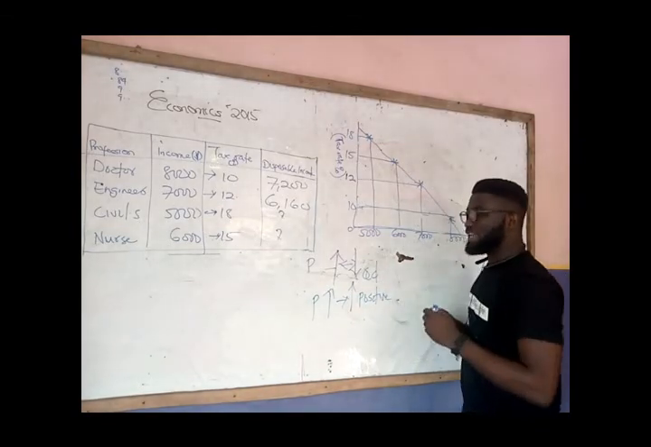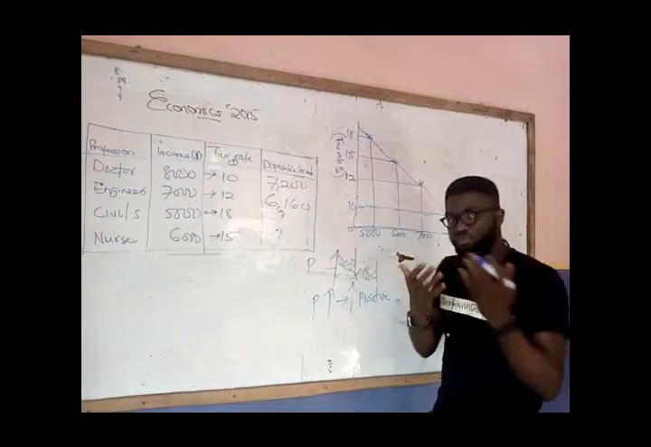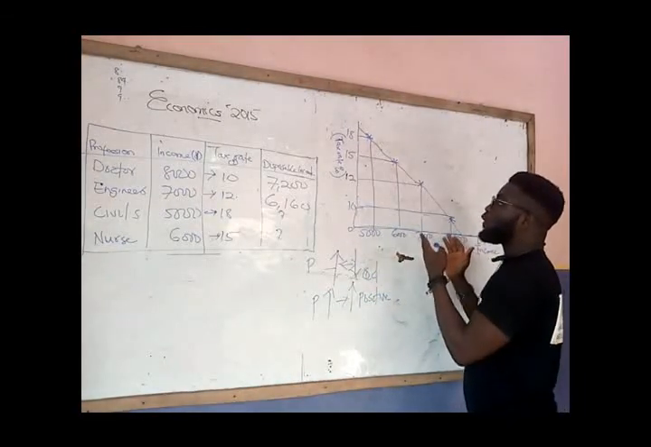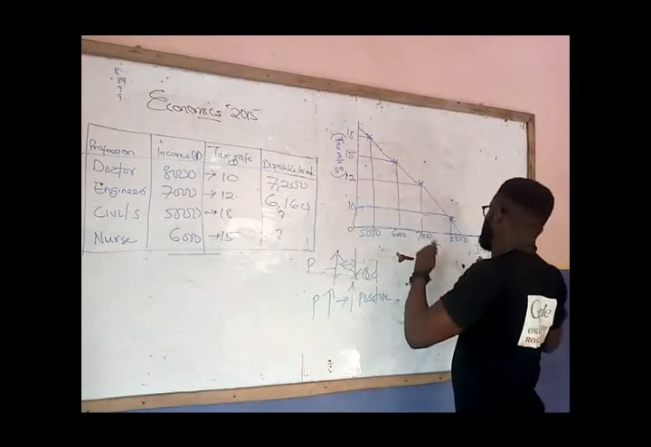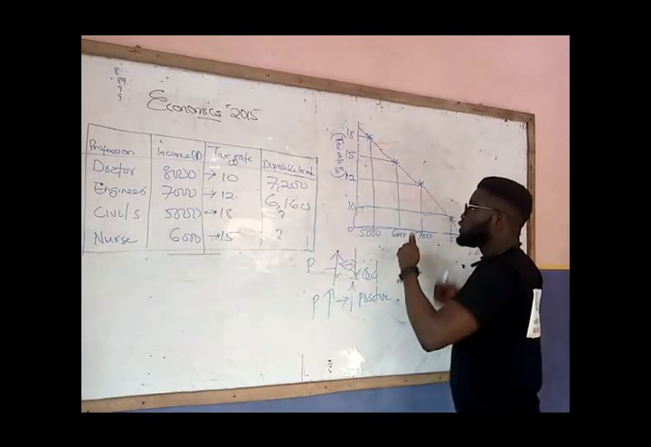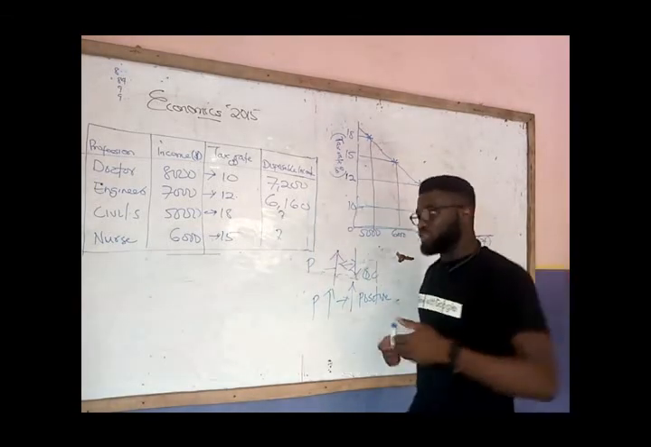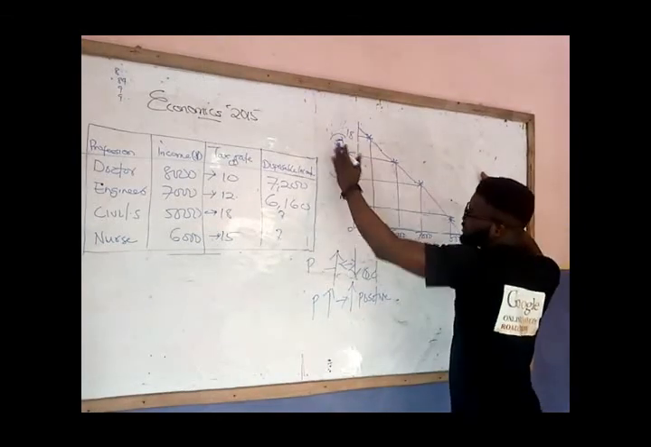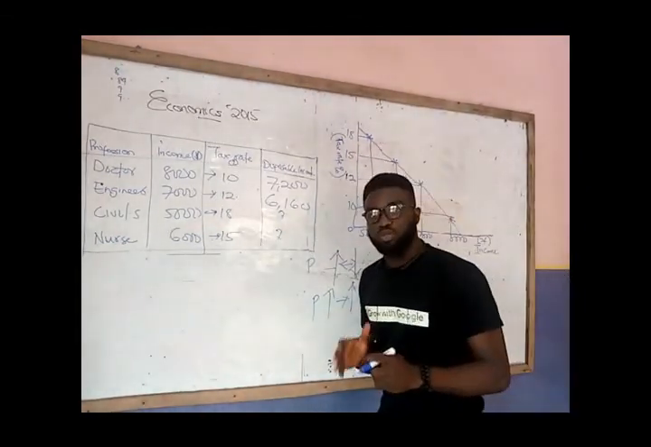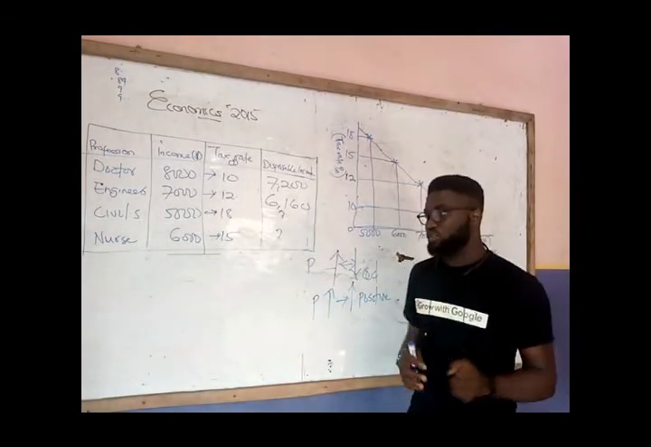So leveraging the experience of demand, the same thing is applicable here. The higher the income, the lower the tax rate. The higher the income, the lower the tax rate. So there's an inverse relationship. So this is the graphical representation of what we have been taught. So we move to the next question, which are written questions. Thank you.